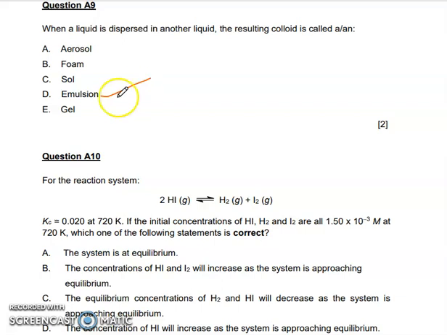That's an emulsion. And then for gel, just think about the one that we eat. That is basically a solid dispersed in a liquid. If it's hard to remember, just think about how you make the gel. You've got a solid, and then you put it in water, and then you make the gel. So it's a solid dispersed in a liquid.